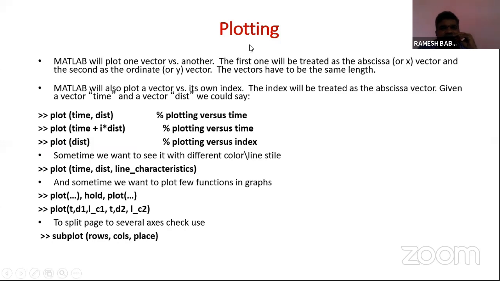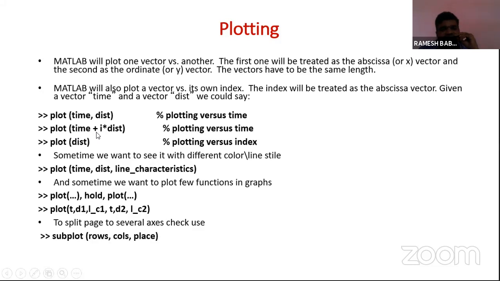And the next one is for plotting. MATLAB will plot one vector against another one. So here you can use a simple plot, whatever you want to give. These two variables we need to mention here. Even we can mention it this way also, and you can even plot only a single value. So here it indicates two variables are there.